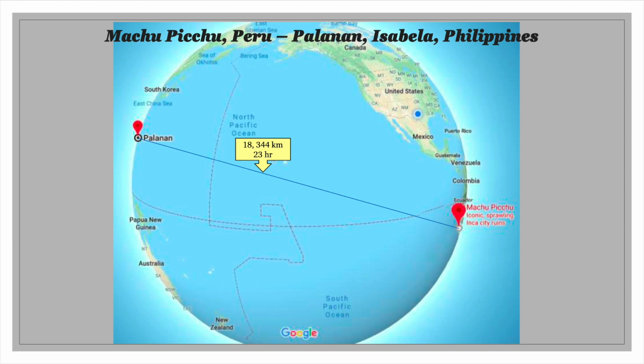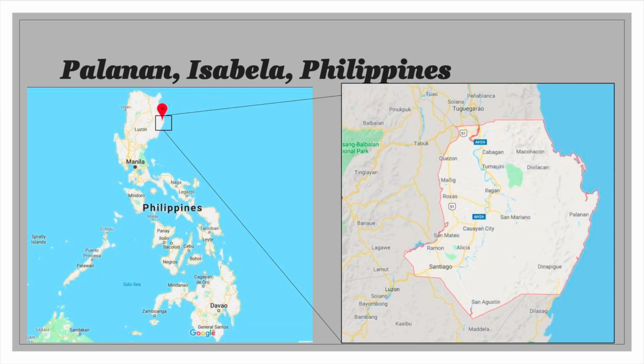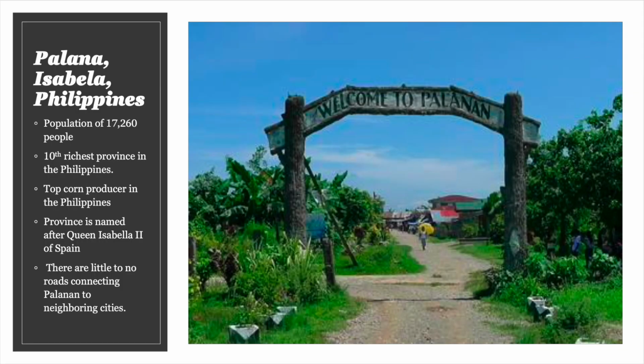I'm using a previous presentation from one of my students, Natalie Cox, who graduated a few years back. So Palanan, Isabela is in the Philippines. There's the Philippines in the world, and you can see the location of where this bridge is. The population is 17,000 people. It's the 10th richest province in the Philippines, and is known for a lot of agriculture. The province is named after Queen Isabella II of Spain.